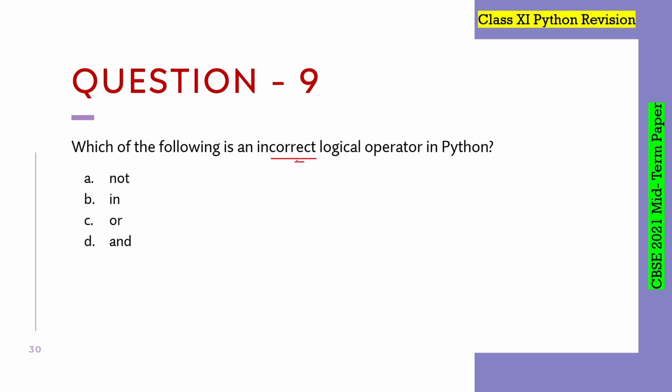ओके, तो अगर मैं लॉजिकल ऑपरेटर की बात करूं पाइथन के अंदर, तो we have three logical operators. First one is and, then or, and then not. Okay, so we have only three logical operators in Python. So for this question, option number B is the incorrect one. That means the right answer for this one is in operation, which is your membership operator. Okay, so this is a very simple question. So the right answer for this one would be option number B.